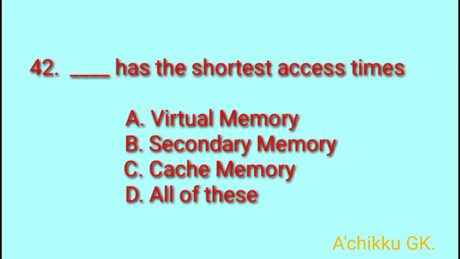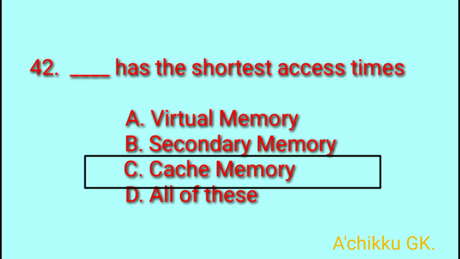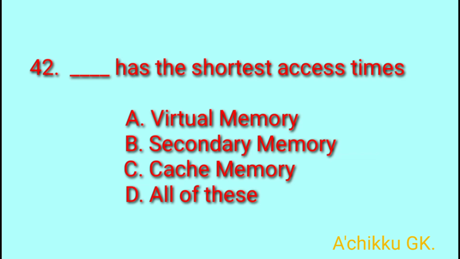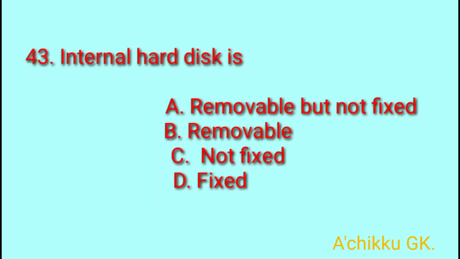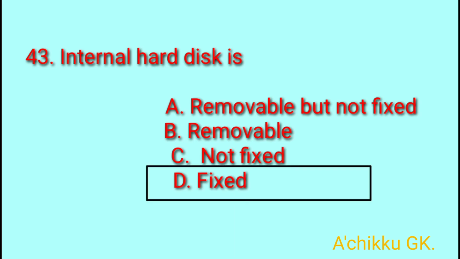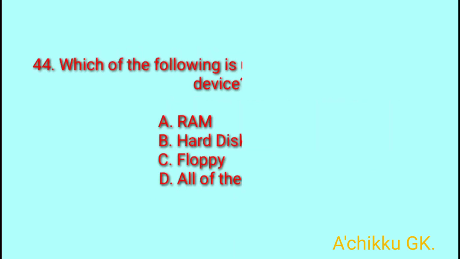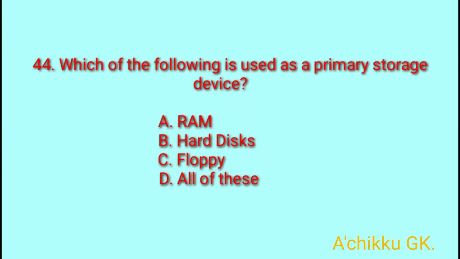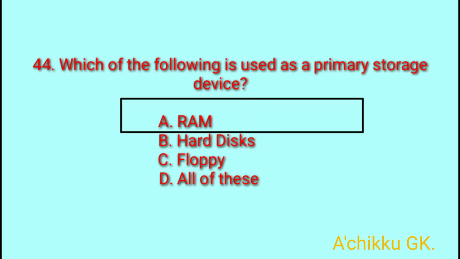This has the shortest access times? Correct answer C. Cache memory. Internal hard disk is? Correct answer D. PIX. Which of the following is used as a primary storage device? Correct answer A. RAM.